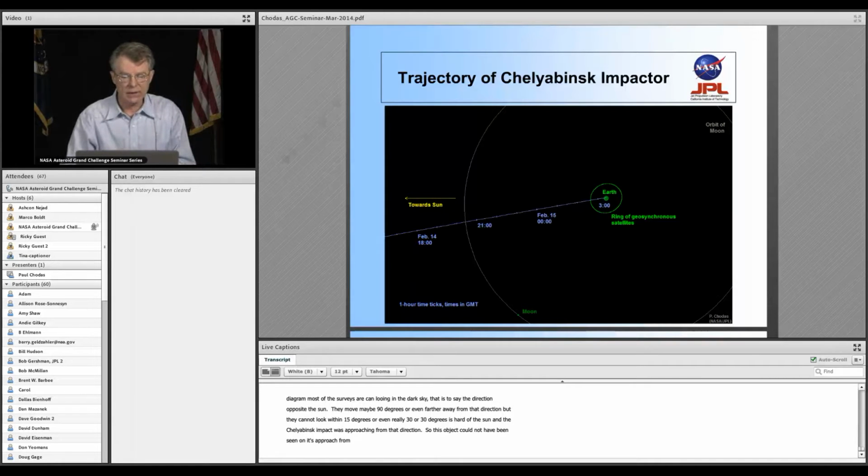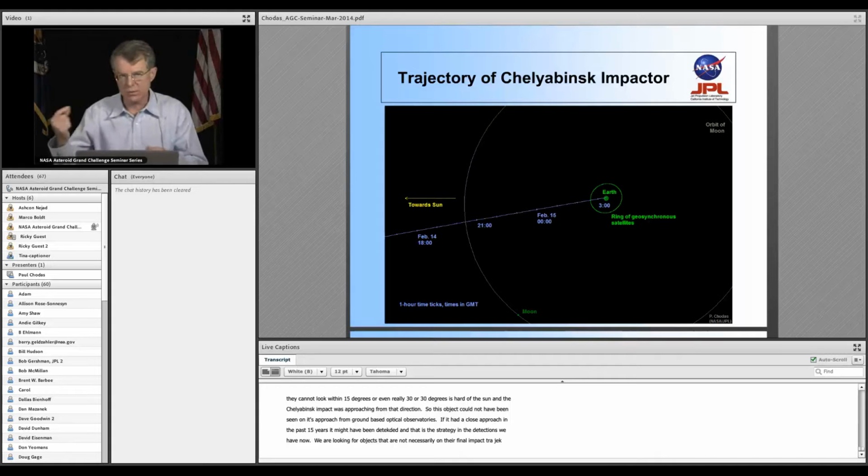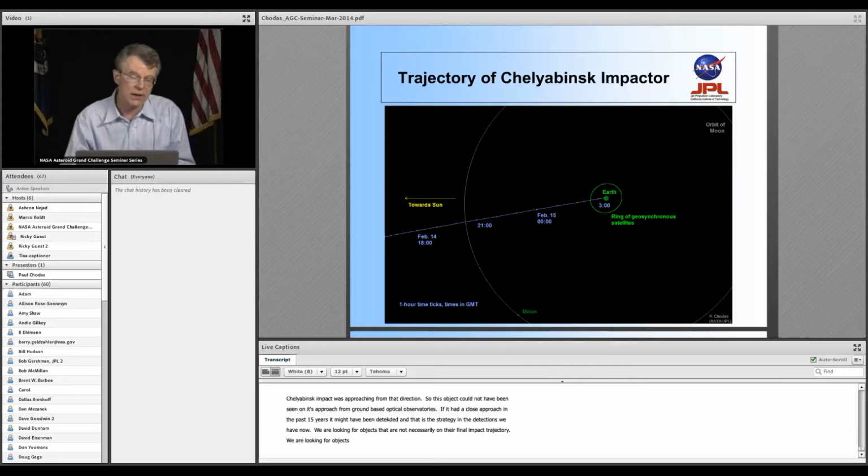Now, if it had had a close approach sometime in the past 15 years especially, it might have been detected. And that is the strategy in the detections we have now. We're looking for objects that are not necessarily on their final impact trajectory. We're looking for objects which may come close once and may impact on a later encounter.